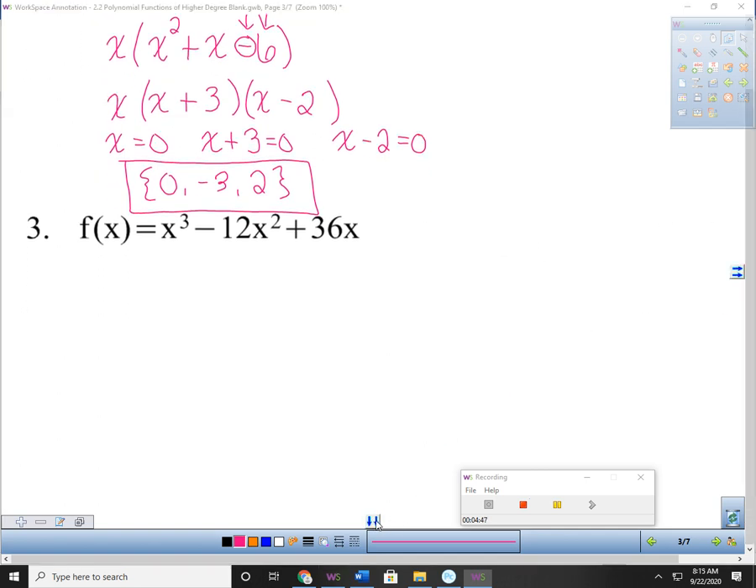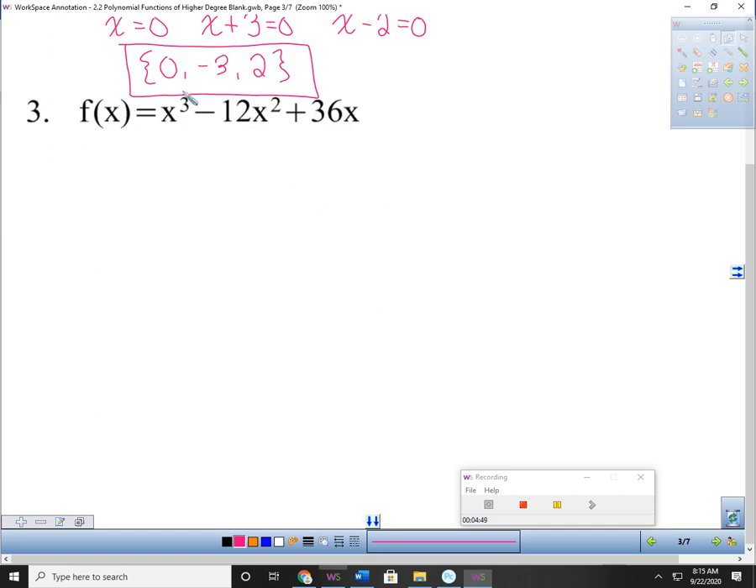All right, so number 3 is pretty much exactly the same thing. I notice that I have a common factor of x, so I'm going to take that out first. That leaves me with x to the second minus 12x plus 36. Now I can factor this trinomial. I look at the back, I have a plus sign, so that means I'm going to have 2 of whatever is up here. So I have 2 minus signs.